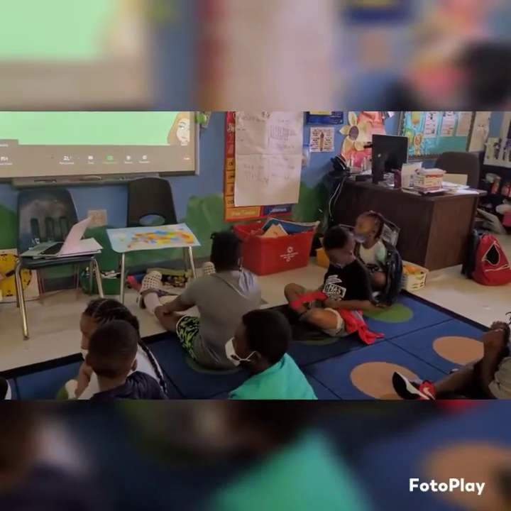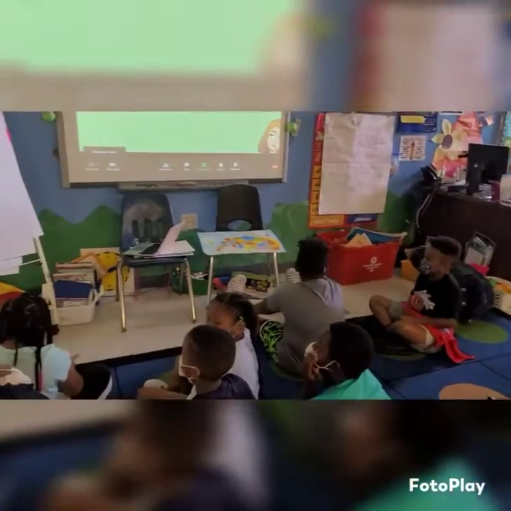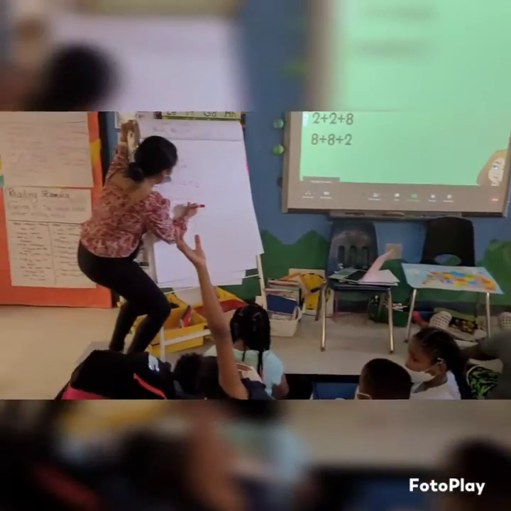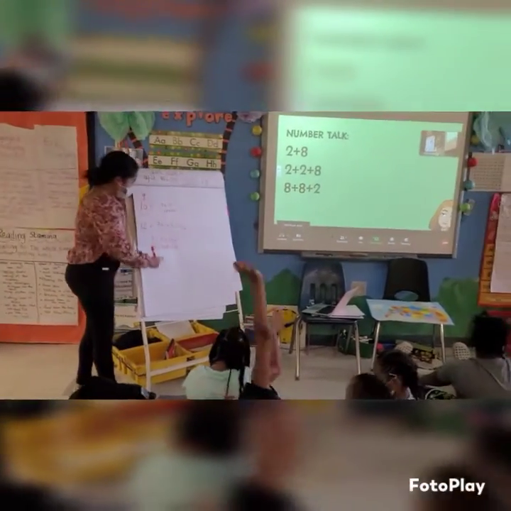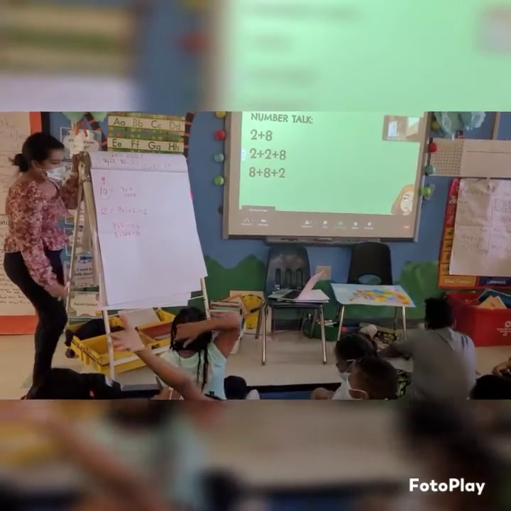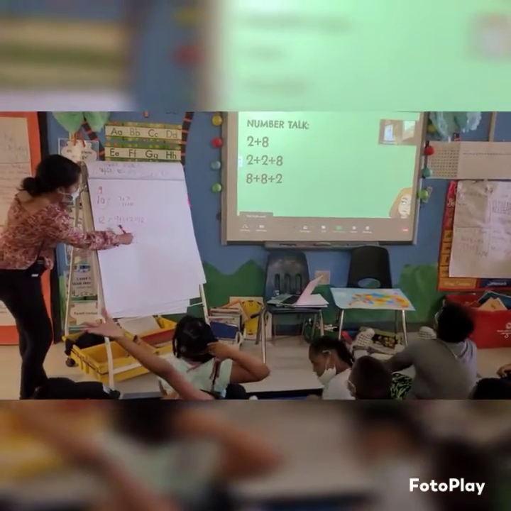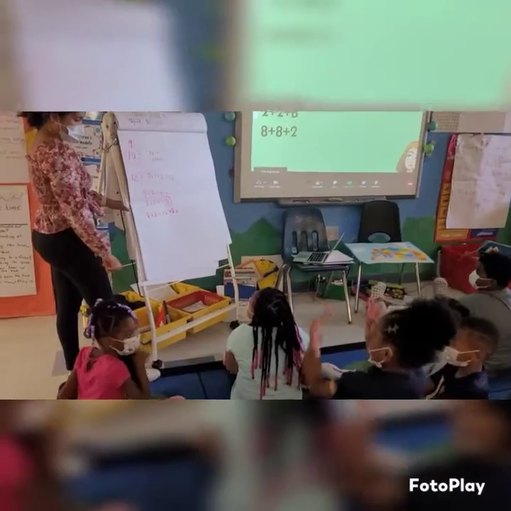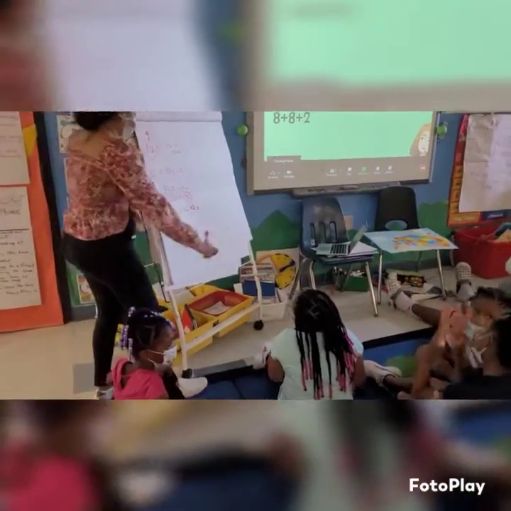Okay, so you did 8 plus 2 plus 2 equals 12. I love it. Good job. So you know 8 plus 2 equals 10, and plus 2 is 12. Okay. Very good.